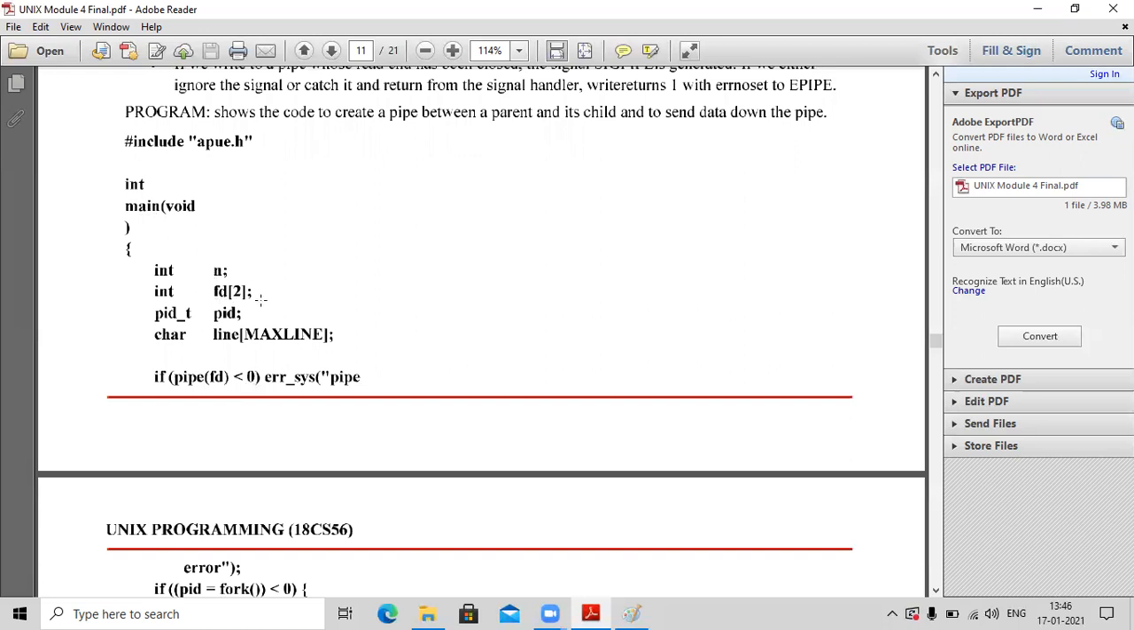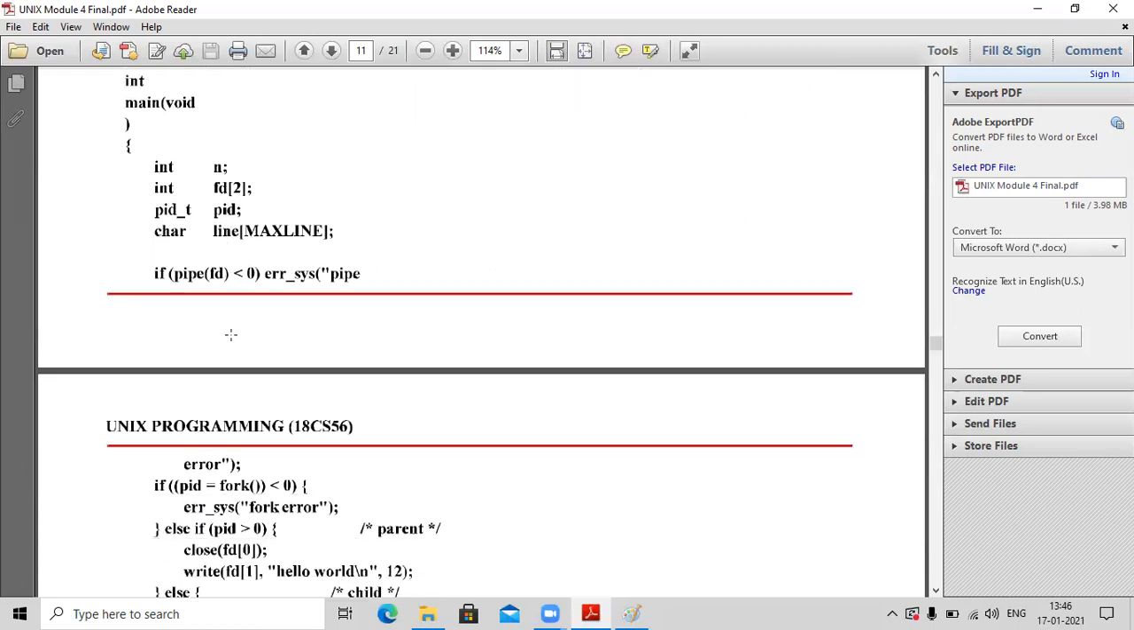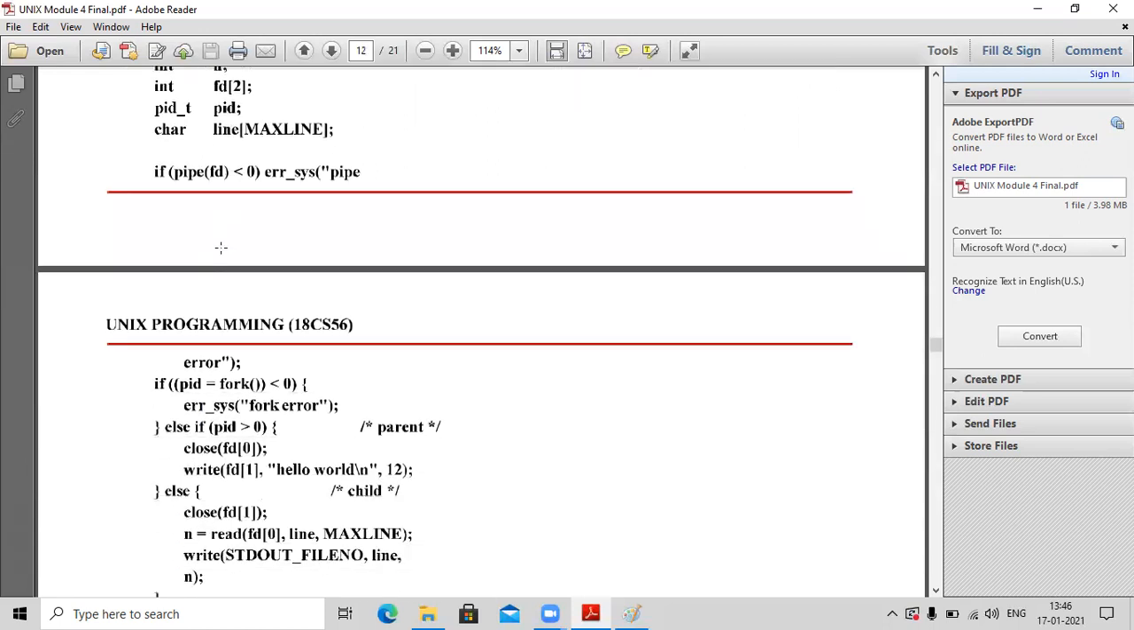You are using two file descriptors. One file descriptor is for writing, the other one is for reading. This is a PID, because you will be creating a child process, so for that child process you need a process ID. This is the maximum number of lines you can write to that particular pipe. First, we will check whether the pipe can be created or not.